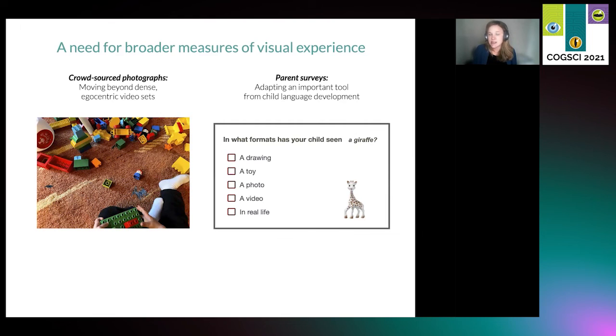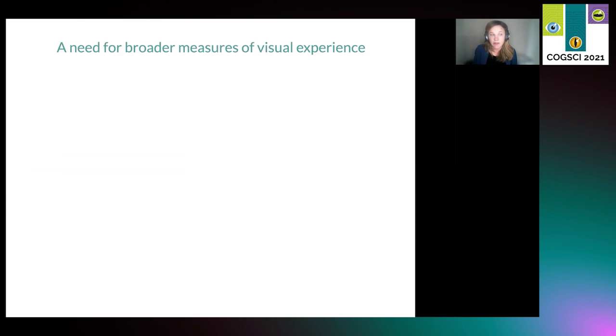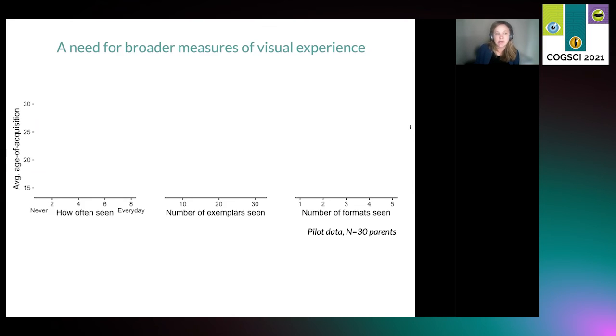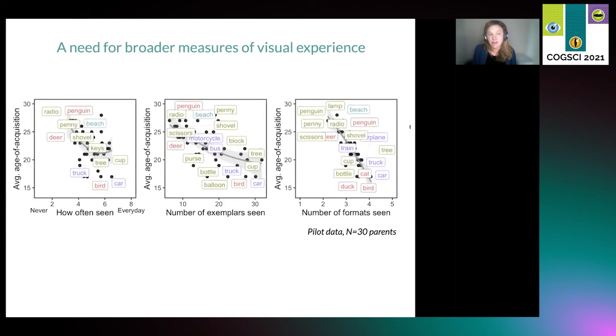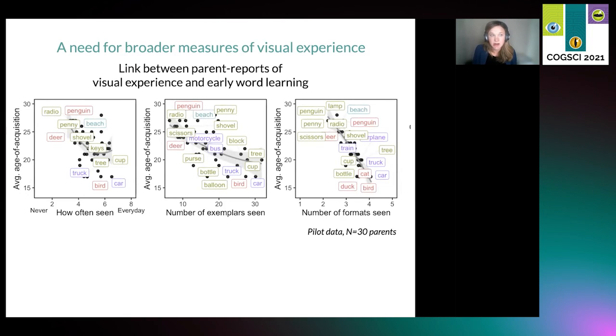For example, asking in what formats their child has seen a giraffe. And using a pilot version of a parent survey, we already see some intriguing correlations. So here on the x-axis, I'm going to plot 3 different measures of visual experience: how often children see a given category, how many exemplars they've seen, the number of formats they've seen, that's drawing, real life, toy, etc. And on the y-axis is the average age of acquisition of different nouns from the Wordbank database. And in all 3 cases, we see a correlation between these coarse measures of visual experience and parent reports of early word learning, suggesting that there's a real link here and that we can use these broader measurements.